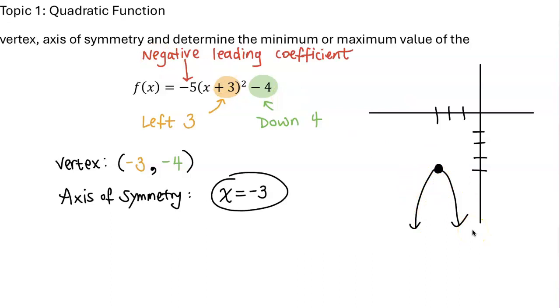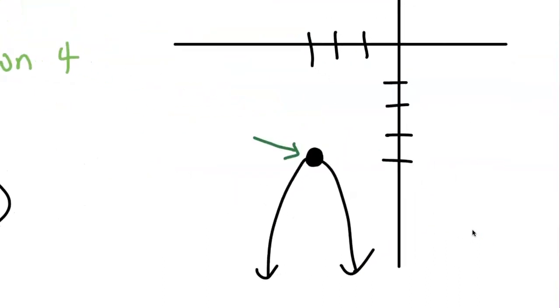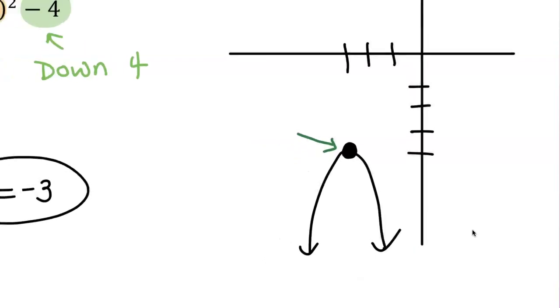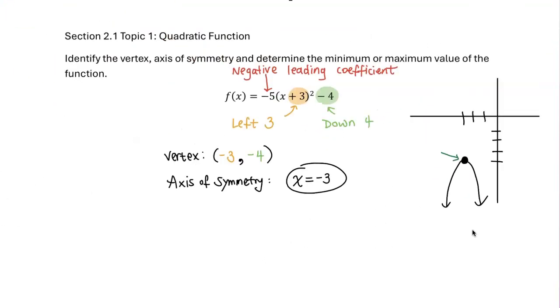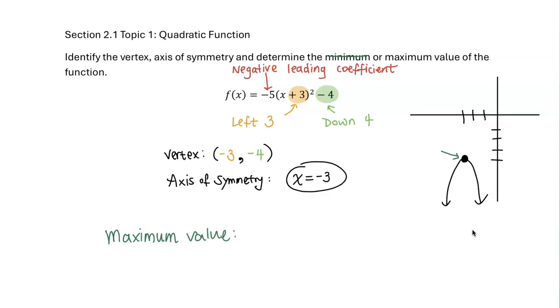Now, will you call this point maximum or minimum of this parabola? That is the highest point of this parabola, right? So this graph has a maximum as its vertex. So we're going to say this function does not have a minimum, but the maximum value, and that's asking for how high it goes, right?